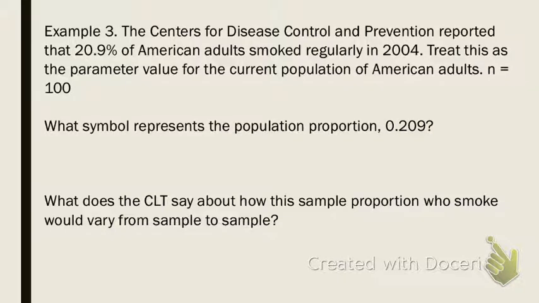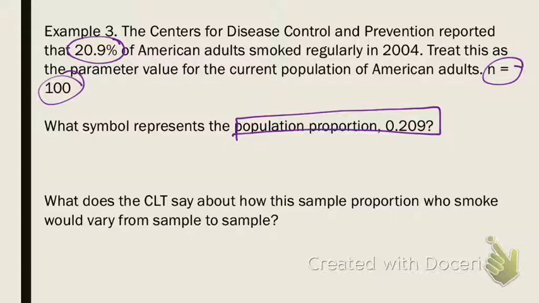Here it gives me 20.9% of American adults smoked regularly in 2004. And then we have a sample size of 100. It didn't say random. But the question says, what symbol represents the population proportion? So what symbol is that? Just P, not P hat. P is for population. If I said sample, then that would be P hat.